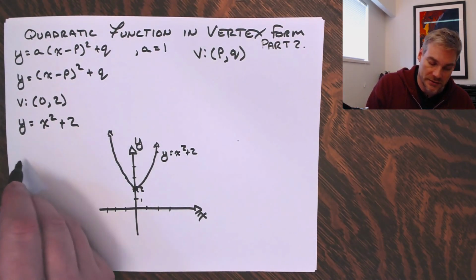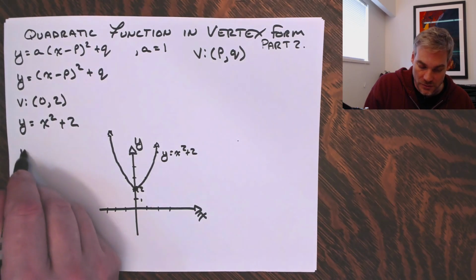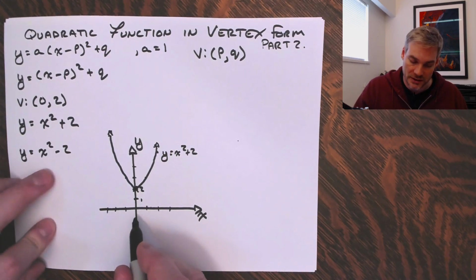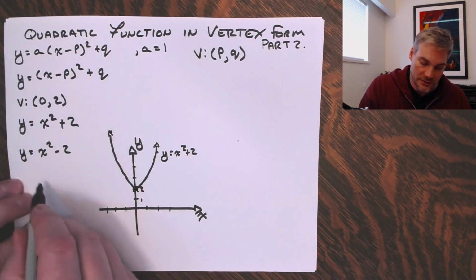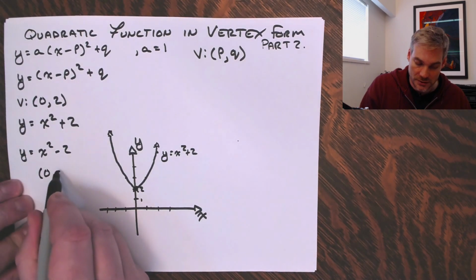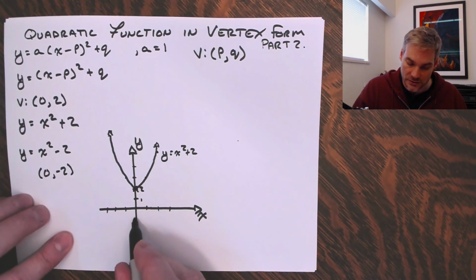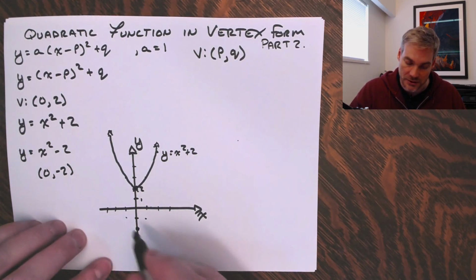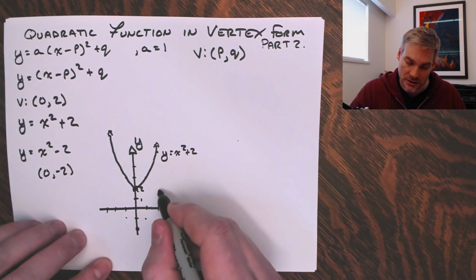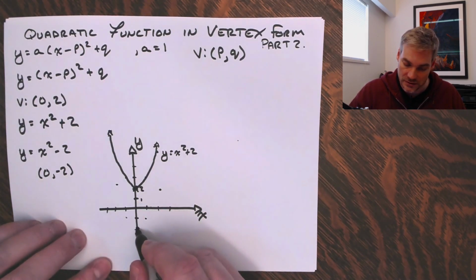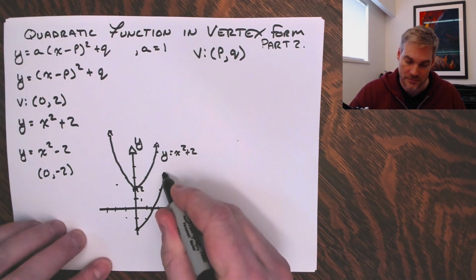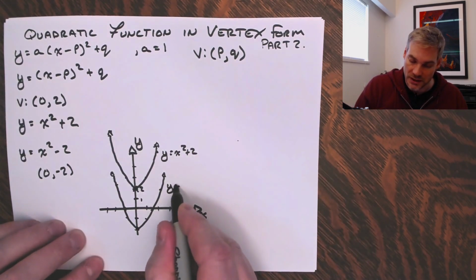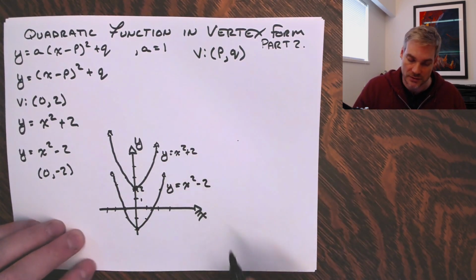Okay, well, let's consider a negative here. What if y equaled x squared minus 2? Our vertex is now 0 comma minus 2. So we go 0, down 1, 2. So it's right here. And then we have the same shape though. The shape hasn't changed. And now this is y equals x squared minus 2.